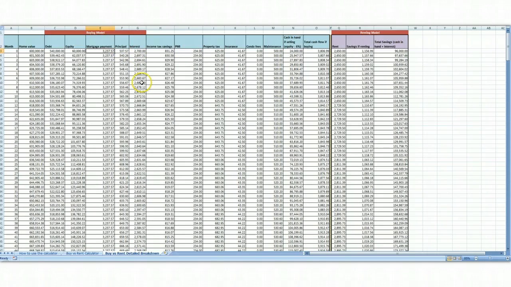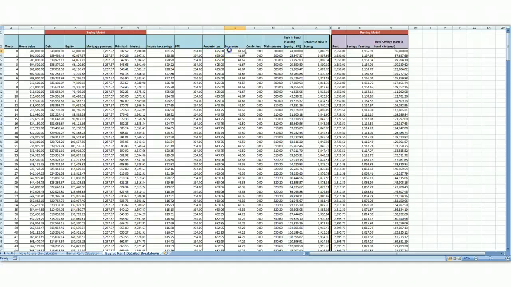In the first few years, most of the mortgage payment will go to the interest. You will be paying only less in principal. And if you took the itemized deduction, the interest is deductible. So the interest along with the property tax will make the income tax savings. So this will be your income tax savings for the first month.